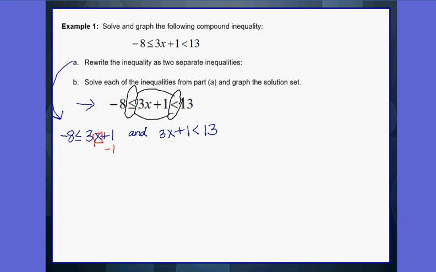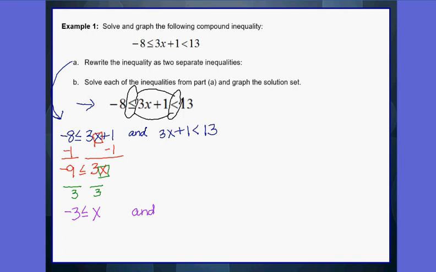We have to subtract 1 on both sides. We end up with -9 is less than or equal to 3x. We have to divide by 3. I'm dividing by +3, so I do not have to worry about reversing my symbol. And we end up with -3 is less than or equal to x.